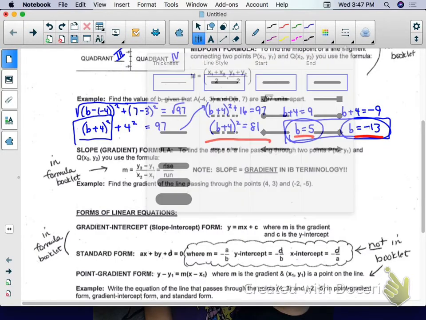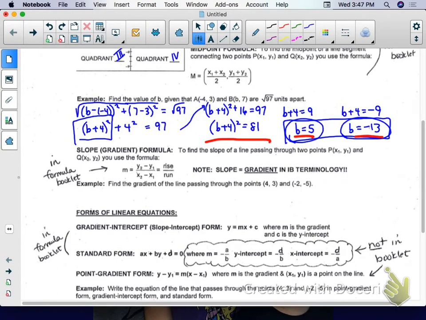It doesn't matter which one's your y2 and which one's your y1. We can take negative 5 minus 3, negative 2 minus 4. I almost wrote the 4 first, which would have been okay if I had put the 3 first on top, but I didn't. So that's going to be negative 8 over negative 6. Reduce that, my negatives will cancel, and I end up with 4/3.